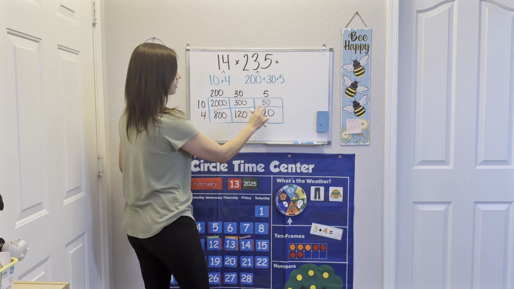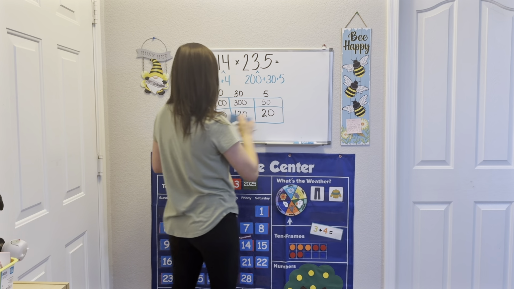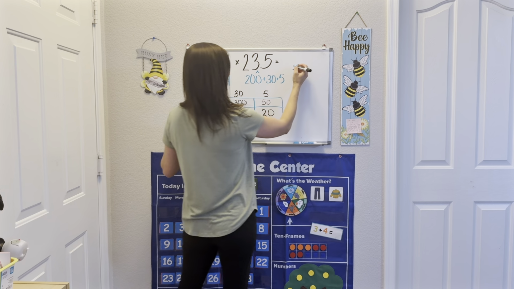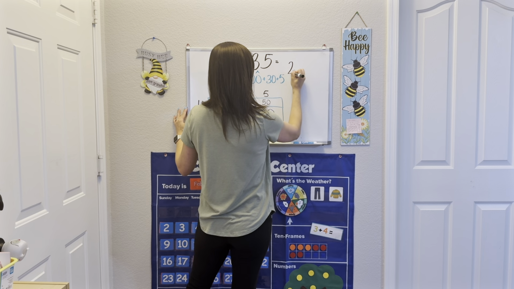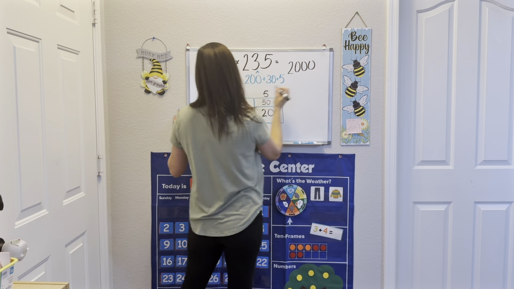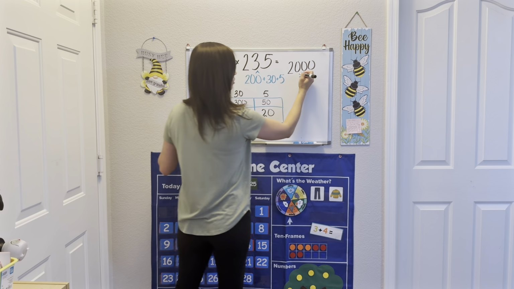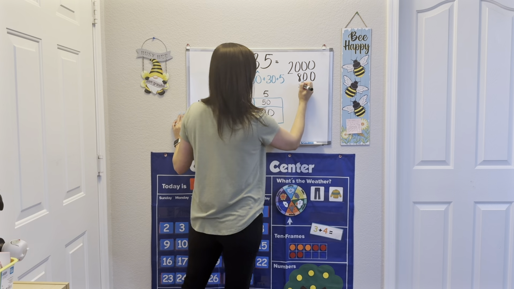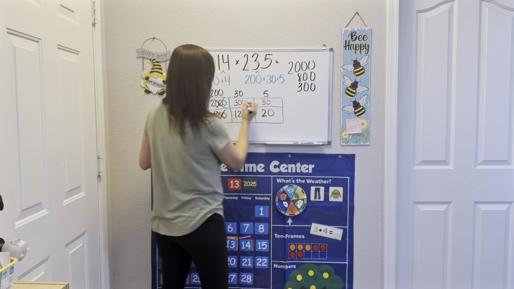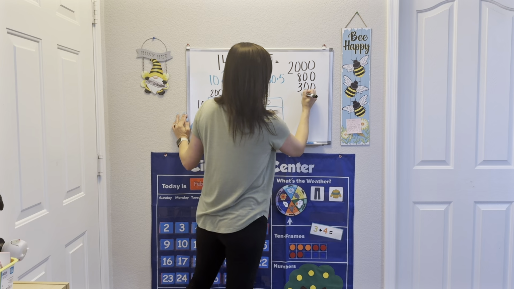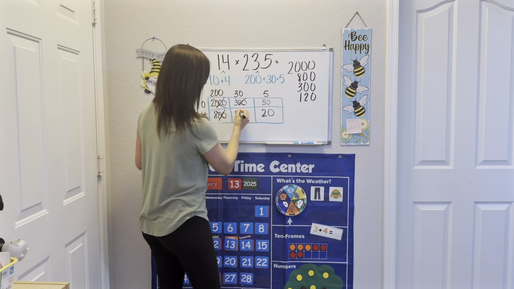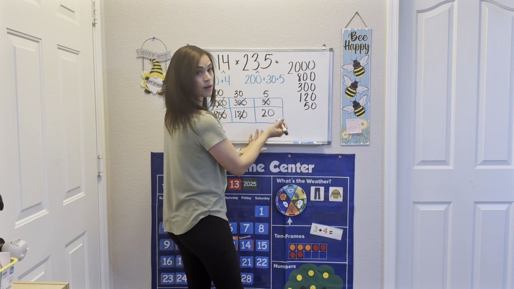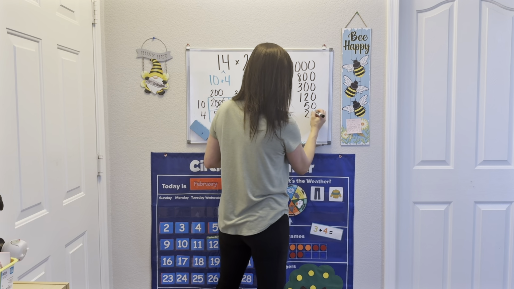From here, we're going to take everything in our blocks. We're going to put it down so that we can add them across or add them down. So we have 2,000. Go ahead and mark that off. We have 800. Mark that off. 300. Let's mark that off. 120. Let's mark that guy off. 50. Mark him off. And our last number, which is 20.